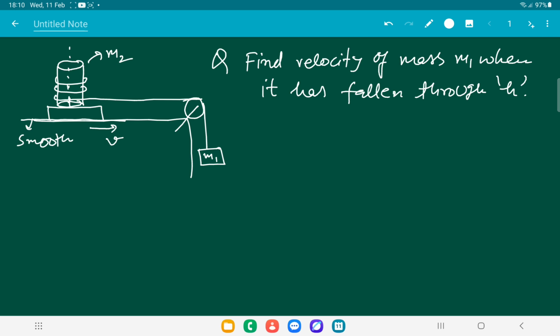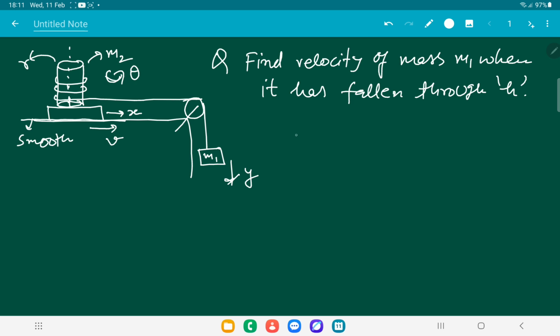So if I imagine that this mass moves down by a distance, suppose y, and this stand moves forward by a distance x and this cylinder rotates by an angle theta, and let me imagine that the radius of this cylinder is r.